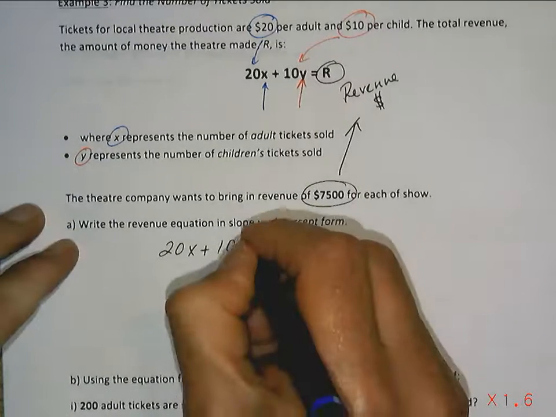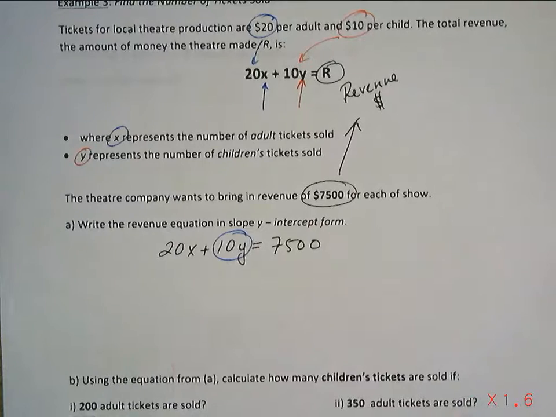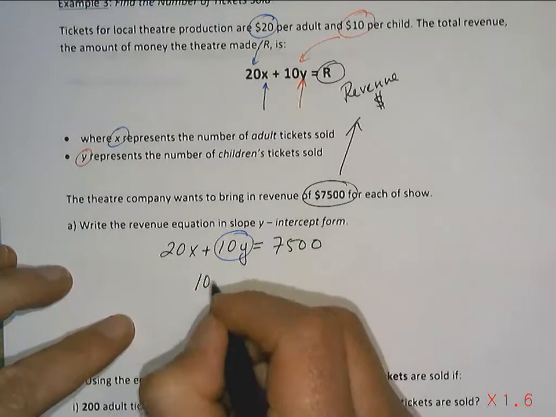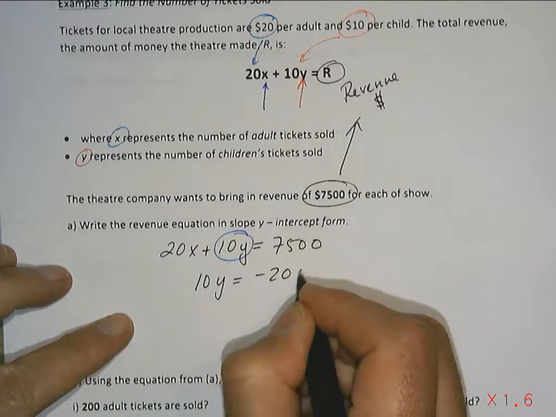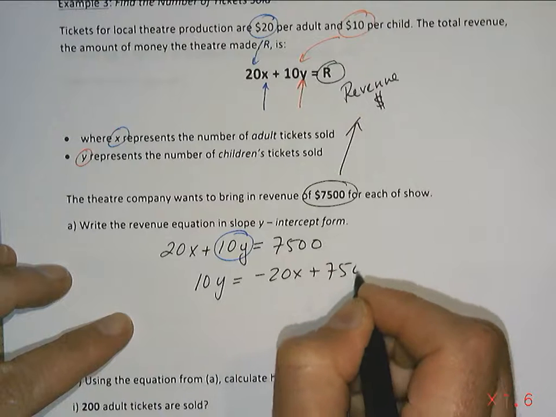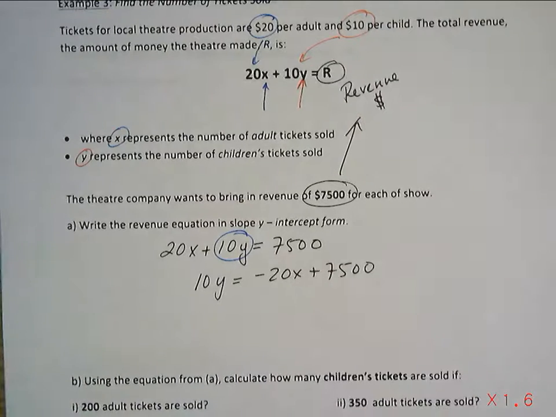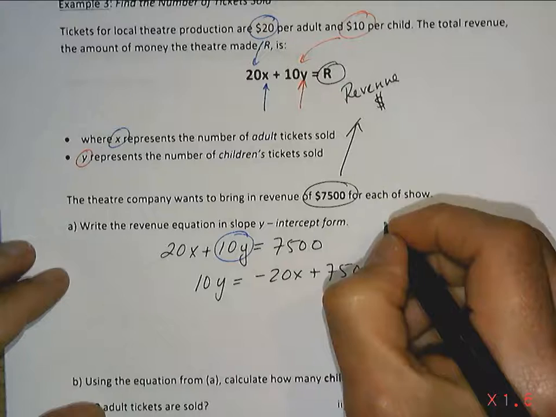Next, I want to isolate the y. So I'm going to take the 20x over to the other side. And I put it in front of the 7,500 because I want it in y equals mx plus b form. This is what we're aiming for.